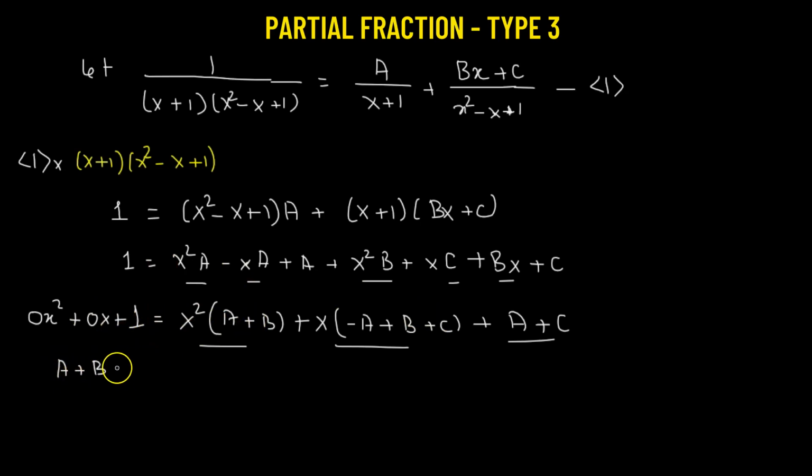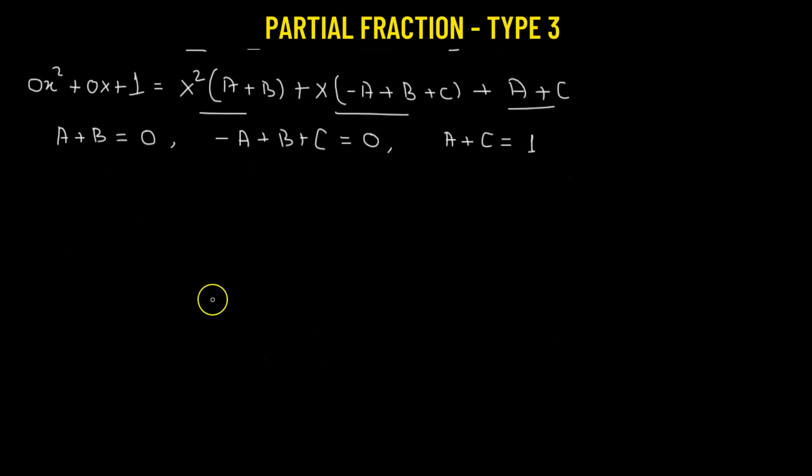So a plus b must be equal to 0. Then we have the second one, negative a plus b plus c, so that's going to be 0 as well. And then we have a plus c, which is going to be equal to 1. Now we have 3 equations and 3 unknowns a, b, c. We can easily obtain the value of each of the 3 unknowns, so I am leaving that as an exercise for you to try out. I'm going to state the values here.